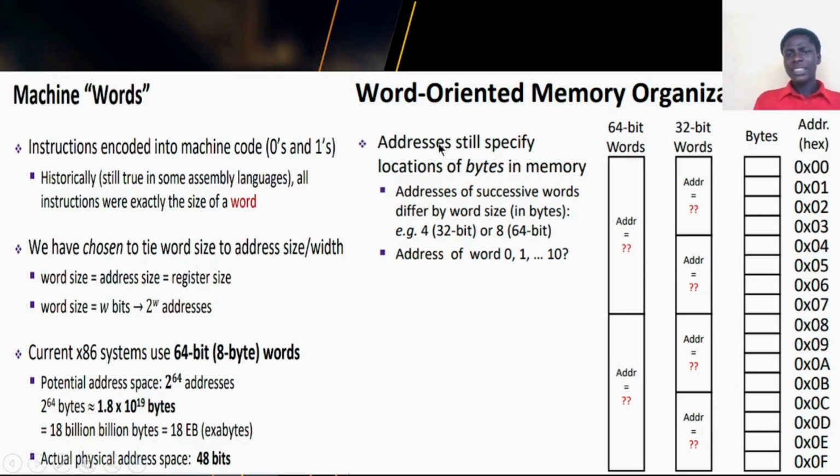Word-oriented memory organization: addresses still specify locations of bytes in memory. So as you can see on the screen here, the addresses of adjacent bytes would differ by 1, and in a word-addressable system, as mentioned earlier, they differ by 4. So it is necessary to read in the word containing the desired byte. The address of successive words differs by 1 word size. So this is the unique identity for this memory, and it is represented in hexadecimal numbers.